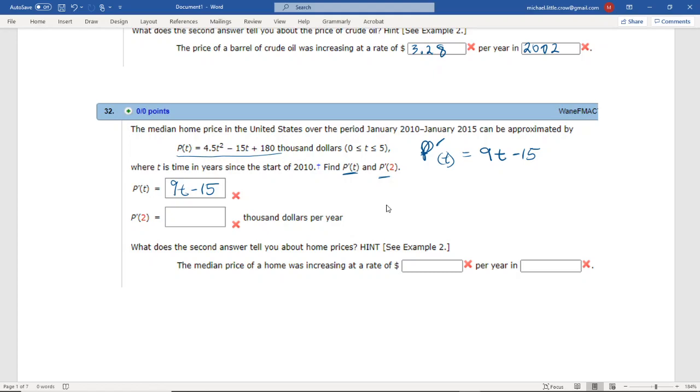Now to get the derivative at 2, we evaluate our derivative function at 2. So it gives us 18 minus 15, which gives us 3. So $3,000 per year at 2. And since T starts at 2010, adding 2 years to that gets us to 2012. So at a rate of $3,000 per year in 2012.